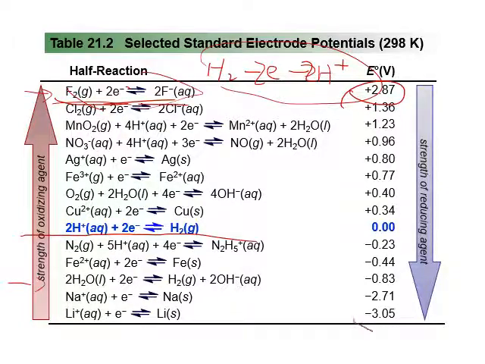Now, if the number is negative, then that means if you combine this half cell with the hydrogen electrode, it's not reduction but oxidation. So lithium loses electrons. The real reaction is this one with hydrogen gaining electrons.